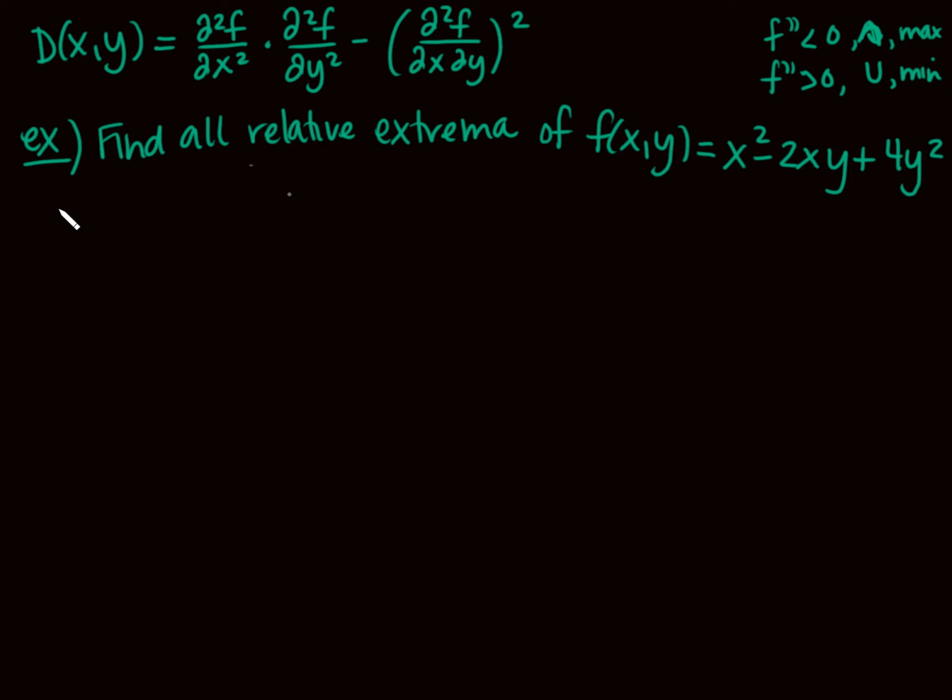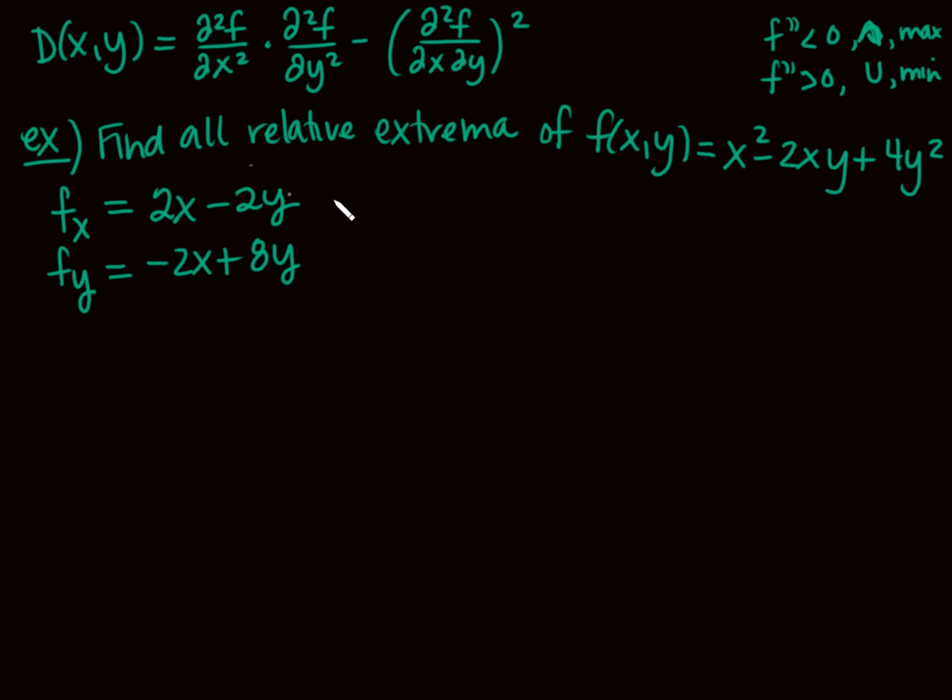I'm going to call those critical points because that's what we called them in Calc 2, or in Calc 1, you are in Calc 2 now. So let's find the first partial derivative with respect to x. That's going to be 2x minus 2y. And the first partial derivative with respect to y is just going to be negative 2x plus 8y.